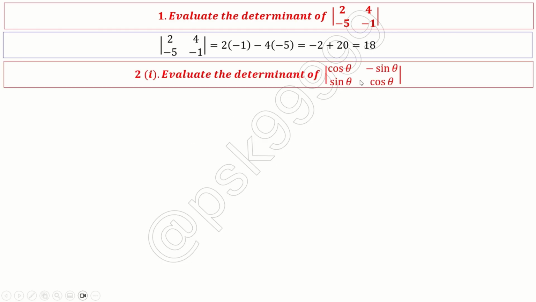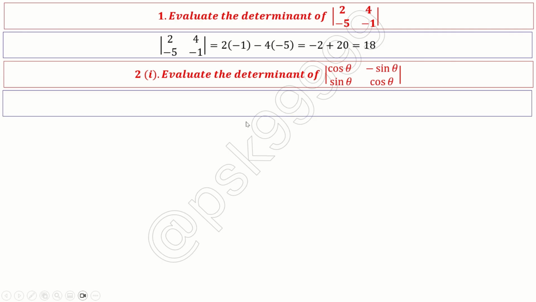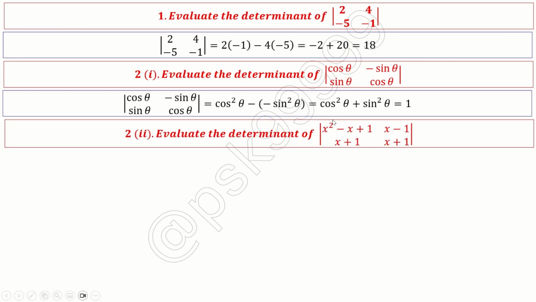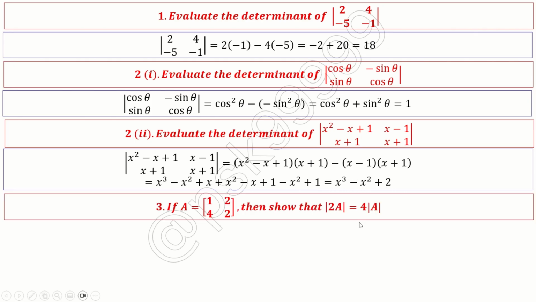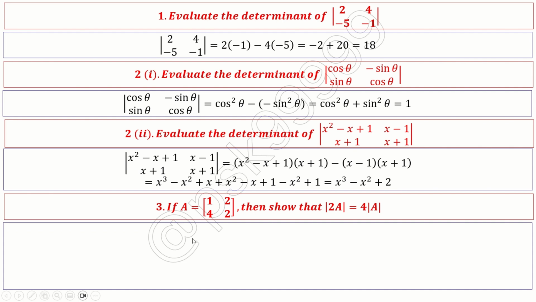Correct? And evaluate this one. We can do it directly. Cos square theta minus of minus sin square theta, which is cos square theta plus sin square theta, that is 1. Okay, for this expression, you expand it, which is nothing but x square minus x plus 1 into x plus 1 minus x minus 1 into x plus 1. So you expand it, you will get x cube minus x square plus x square minus x plus 1 minus x square plus 1, which simplifies to x cube minus x square plus 2. These are all very simple, and this third one is very important to know.